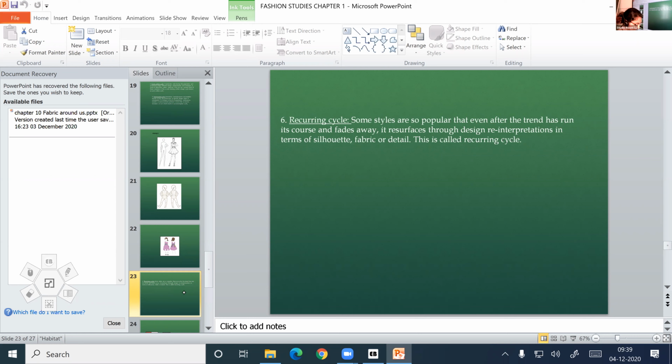That means a style which has been in fashion at one time, gone out of fashion, and comes back into fashion again. That is the recurring cycle. The style which has been in fashion at one time, gone out of fashion, and then comes back again into fashion. That is the recurring cycle. Okay, understood?